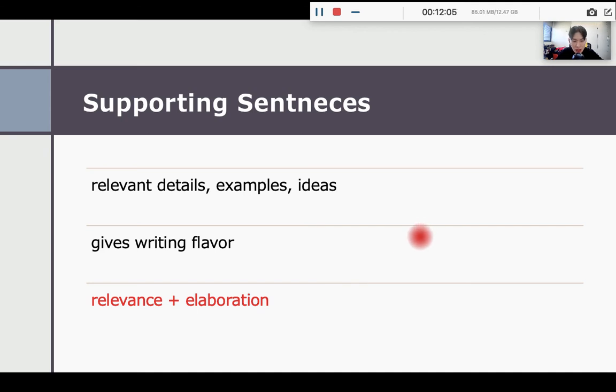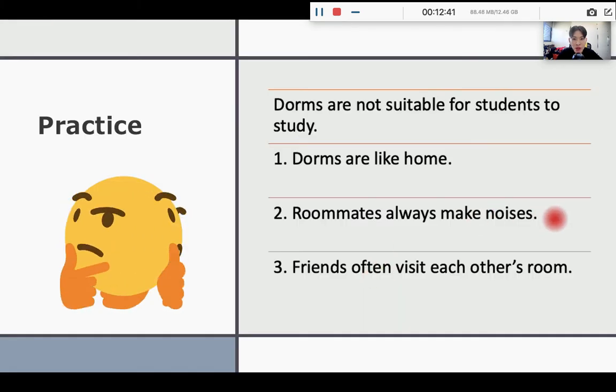But please remember two things. When you choose your examples, your supporting sentences, you must consider relevance. Is it related to the topic? And the other thing you must consider is elaboration. Does this detail explain more about my topic? Okay, so now let's use some examples to see if you understand.